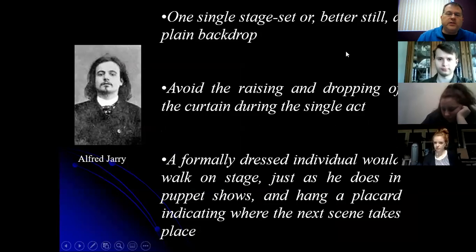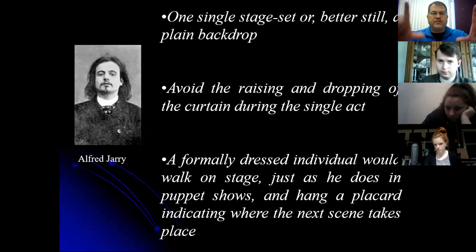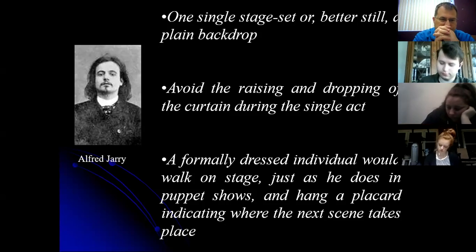All right. He wanted to avoid the raising and dropping of the curtain during the single act. So when you read the Ubu Roy, it is intended to be done straight through. No break, no gap, no nothing. If they have a scene change, what he wanted to have happen is a formally dressed individual would walk on stage, just as he does in puppet shows, and hang a placard indicating where the next scene takes place. We've all seen this, especially with melodrama, where the guy comes in with the little poster that says, in a field nearby, 2 days later, and he sticks it on the little stand on the right. Think vaudeville. Y'all know what I'm talking about roughly.